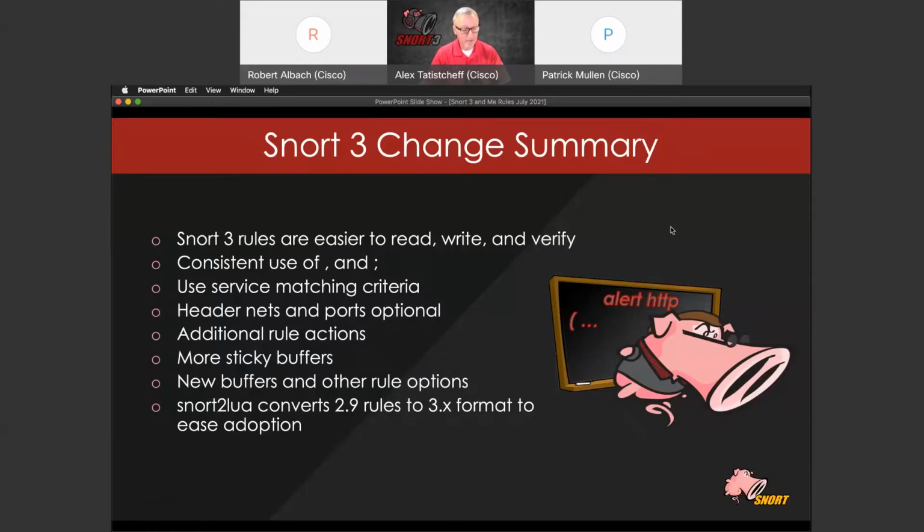Okay, there are also new buffers and other rule options. So not just more sticky buffers, there are actually new buffers you can look in, and we'll talk about that. And of course, Snort to Lua, I mentioned that already. That will convert your 2.9 rules to the 3x format to ease adoption. So if you have a Snort 2 rule set you've created, you just run it through Snort to Lua. For the most part, and I'm not going to get into nuances where it doesn't work perfectly, it works almost 100% of the time. It will convert your rules over to Snort 3 and they'll just work.